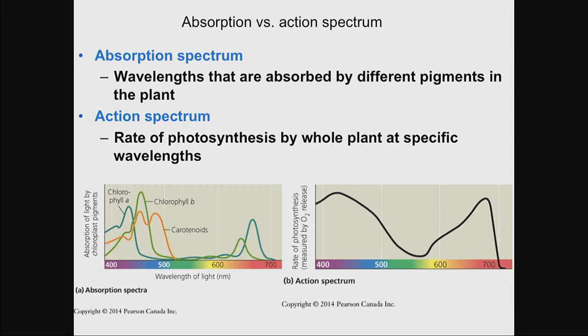That's the point of these images. Every time you see a diagram in your notes or the textbook, don't ask yourself, can I redraw this? Just ask yourself, what does this mean? What is this diagram trying to tell me? This is showing you the wavelengths that these pigments absorb at. This panel is showing you the wavelengths of photosynthetic activity.